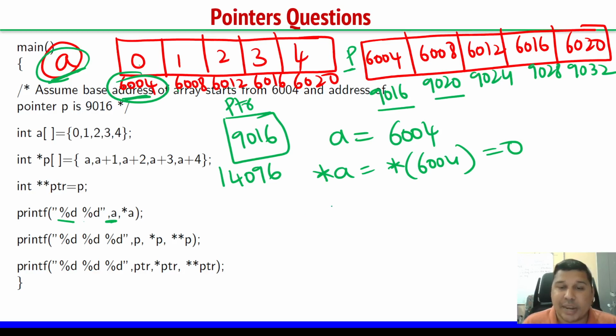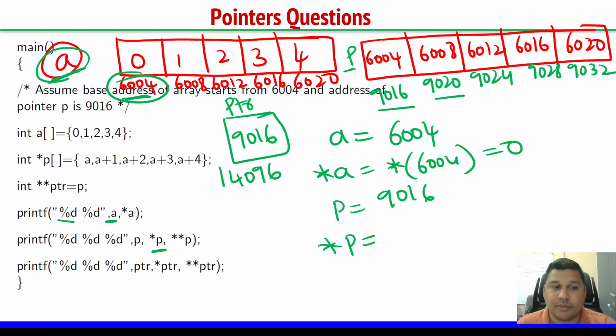Come to next one. Tell me what is the value of p? What will I get as the answer if I print %d p? If we print %d p, what is the answer? 9016. So this is 9016. What is the value of star P? Right. So star of P value is 9016.